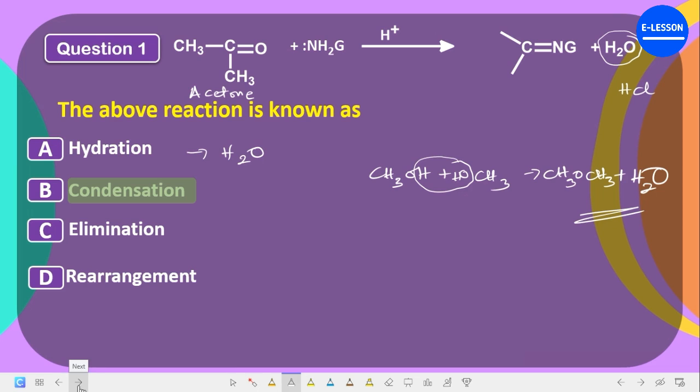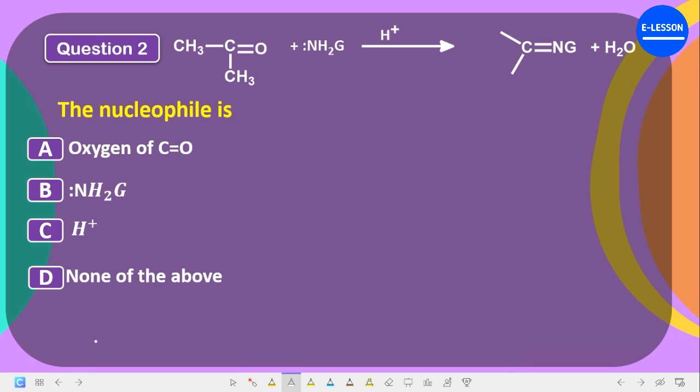Now let's take question 2. Question 2 says the nucleophile is. What is a nucleophile? We said a nucleophile is an electron-rich species, and because they are electron-rich species, they attack the positive parts of a compound, or in most cases they attack a part of the compound that will form a partial positive charge.